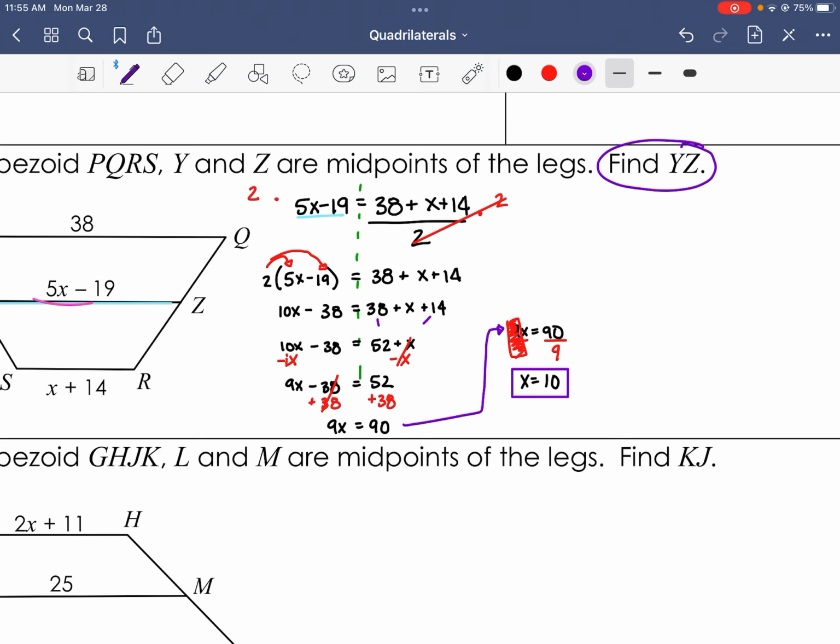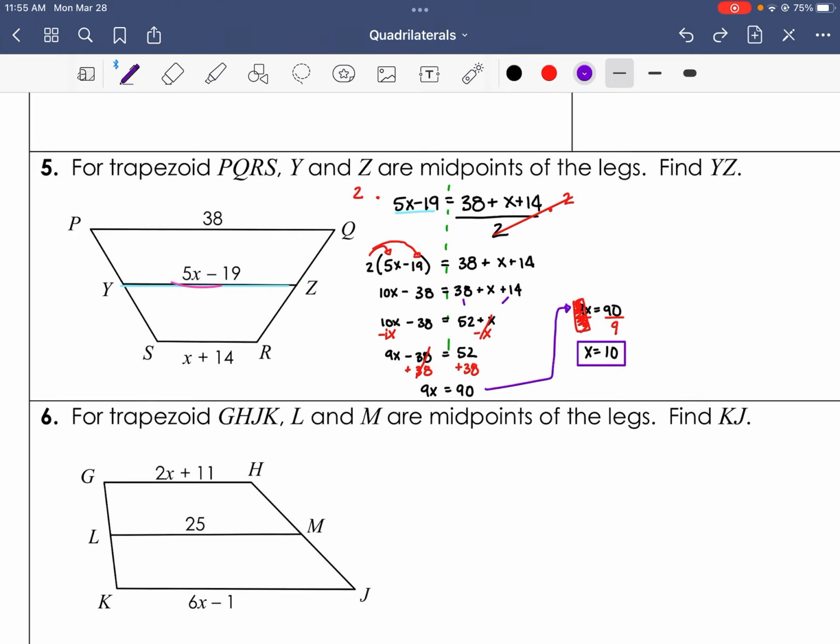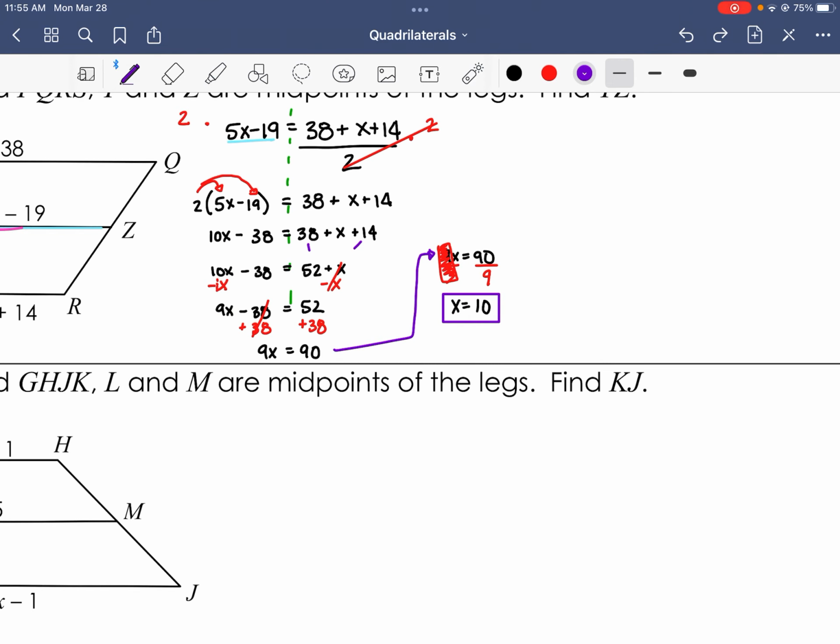But let's go back to our question. Were they asking us what x is? They were not. They're asking us for the mid segment, right? They're asking us what this guy is. So we are not done. So the mid segment is 5x minus 19. And we just found out what x is. So what we're going to do now is, hold up, I kind of drew that a little too far. Let me bring him down.